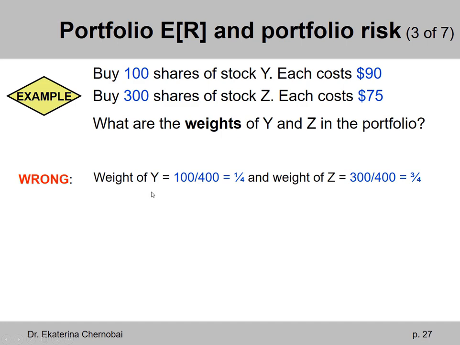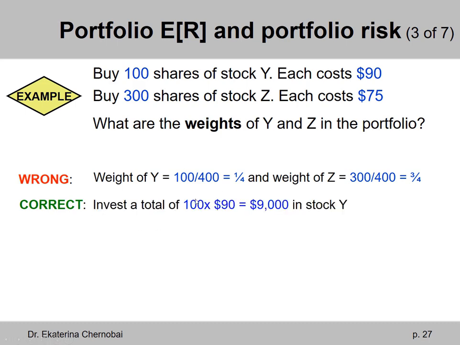What's wrong is that you need to also take into account the fact that some shares may be more expensive than other shares. So if you're buying a lot of shares with each share being very cheap, then you're not really investing that much of your dollars into that company's shares, right? So all of that needs to be accounted for. And the correct way of doing the math is the following.